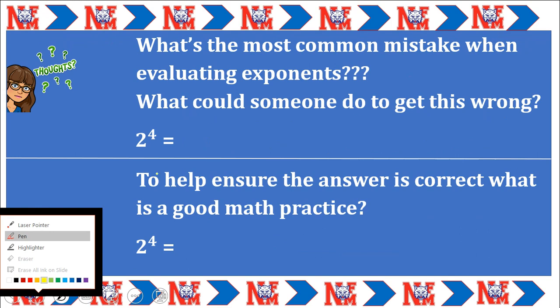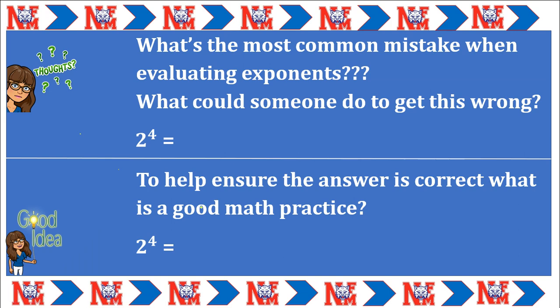Okay, let's think about this. What do you think is one of the most common mistakes made when evaluating exponents? Many times, folks want to say 2 times 4, which is 8. But we know that 2 to the 4th is not 8. So what can you do to ensure that you don't make this common mistake?